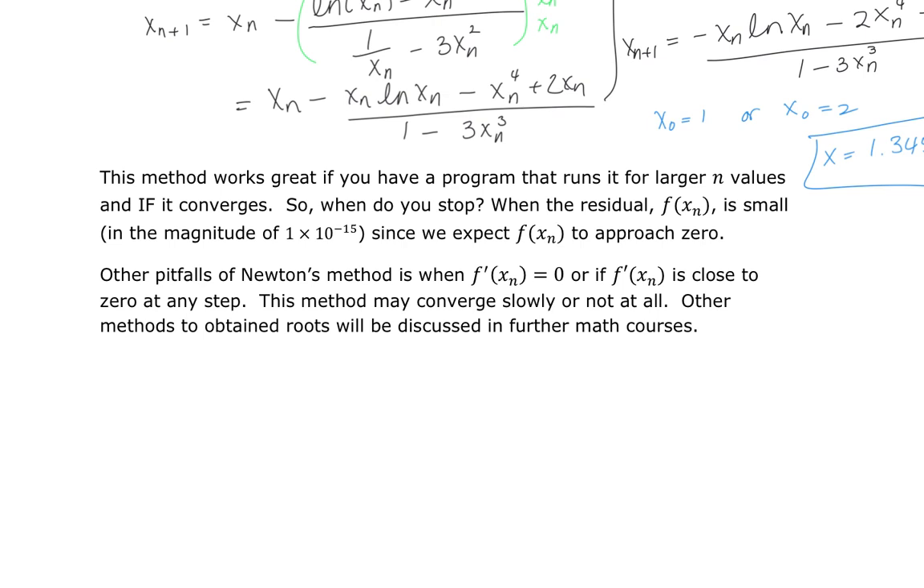The other thing that's a problem with Newton's method is if your derivative at x sub n is 0, right? So if the derivative at x sub n is close to 0 at any step, then this process is going to be so slow that it may not seem to converge, if it converges at all. And if that's true, then you would choose other methods to find your roots or the solutions, and that's in different math courses.